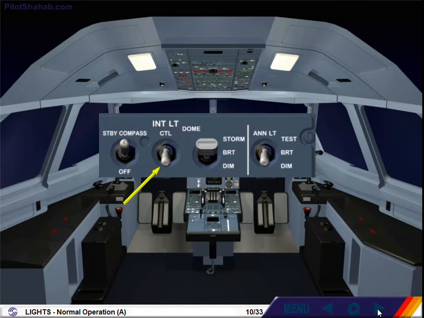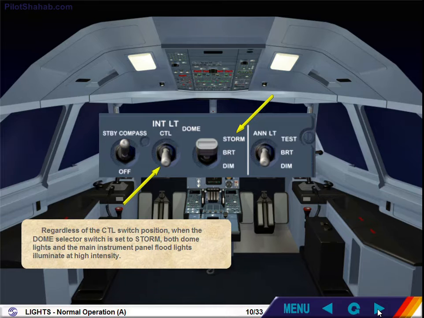Regardless of the control switch position, when the dome selector switch is set to storm, both dome lights and the main instrument panel floodlights illuminate at high intensity.